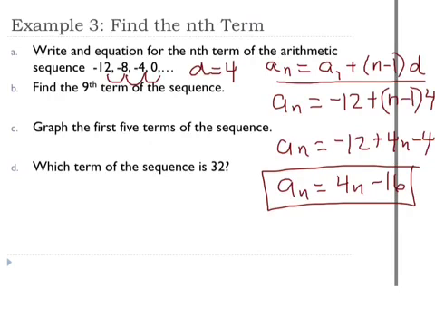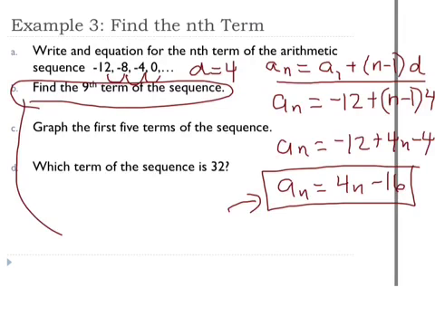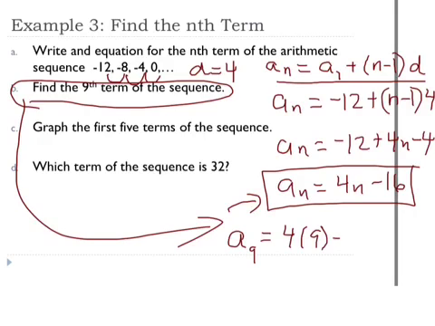Now, I can be walking down the street and somebody says, hey, Dion, what is the 29th term of that particular arithmetic sequence? And my fancy explicit formula will do that. Nobody's actually shouting, Dion, what's the 29th term? But the text is asking us what's the 9th term. So if I want to find out the 9th term, I'm looking for a sub 9. So that's going to be 4 times 9 minus 16. That's what I'm going to use to get my answer.